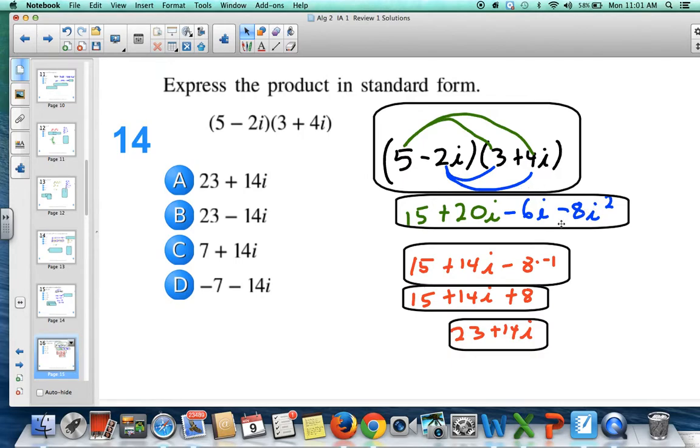Now we go to the next step, and that's 15. We combine these two together to make plus 14i, and then i squared is negative 1. So negative 8 times negative 1 is positive 8. So now we add 15 plus 8, and we get 23 plus 14i.